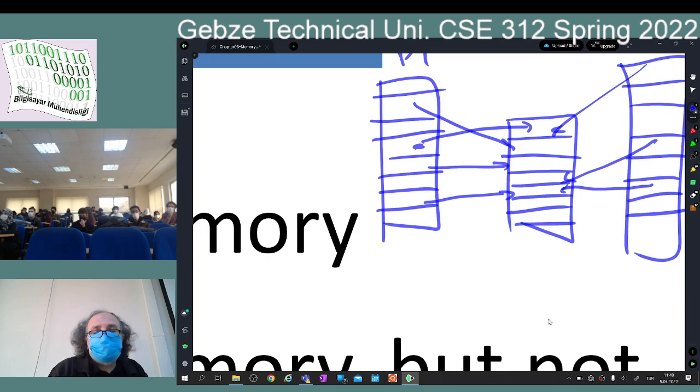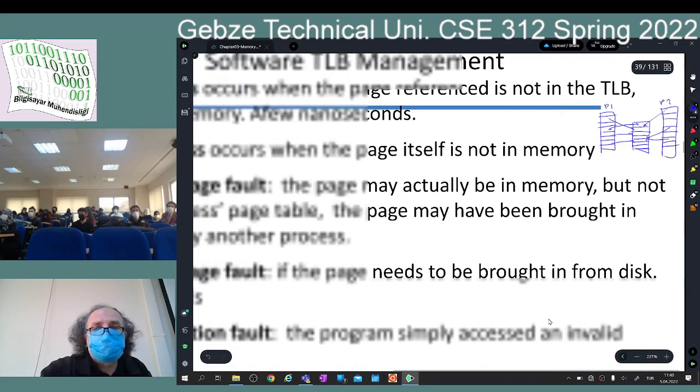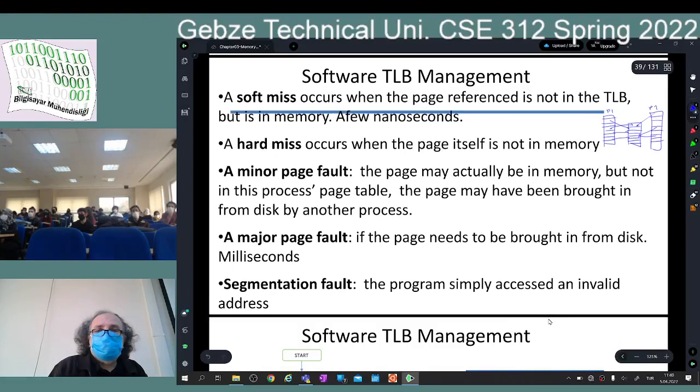Okay, I don't have to go to the disk to handle this minor page fault. With the major page fault, the page needs to be brought from the disk, and that's going to take milliseconds. Compared to nanoseconds, milliseconds is an eternity, right? It's just so long. We are talking about billions of times slower. So that's minor page fault, major page fault. We don't like major page faults.